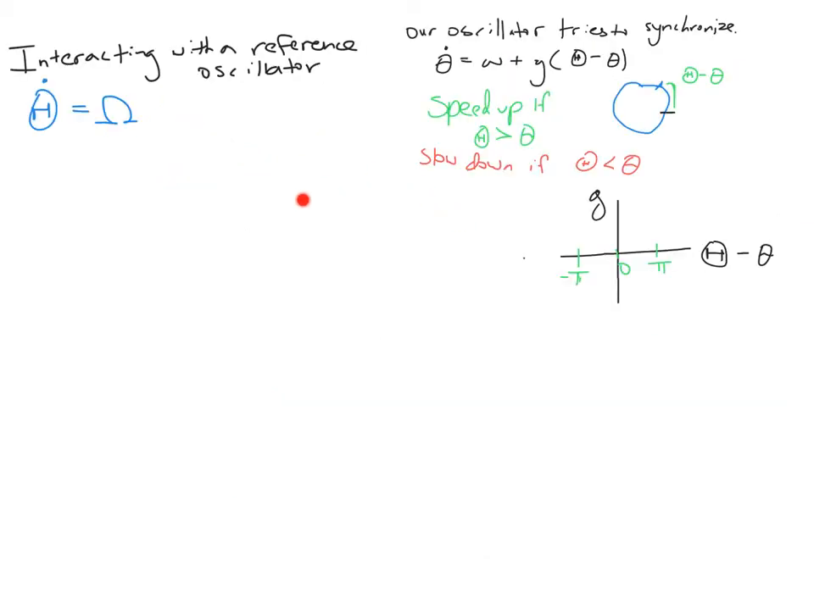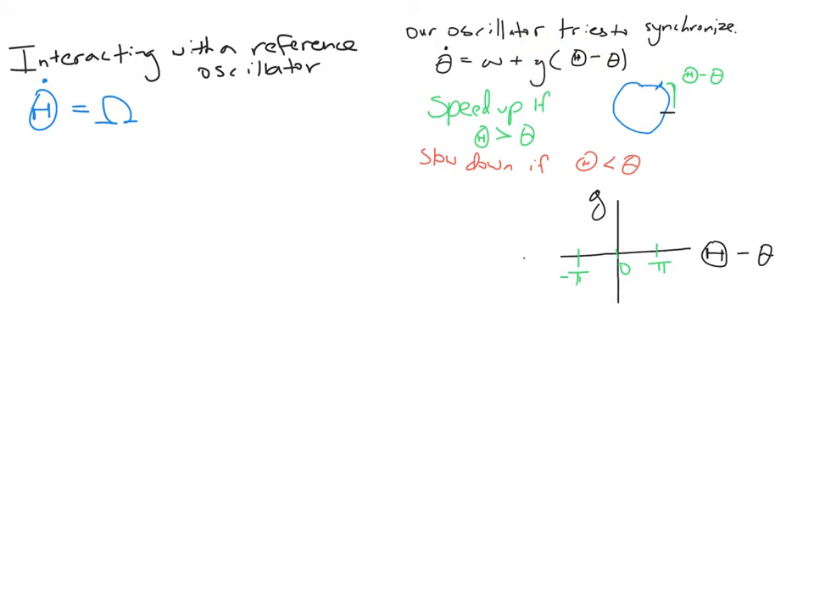To think this through, let's think about the phase difference ranging from, say, pi. So capital theta is ahead of theta by pi, half the circle, to negative pi. Oh, wait, pi and negative pi are sort of the same thing, because being ahead by half the circle is the same as being behind by half the circle. And then, of course, they could be at the same spot, 0. So if we're over here, the reference is ahead. If we're over here, the reference is behind. What do we want this g function to do?